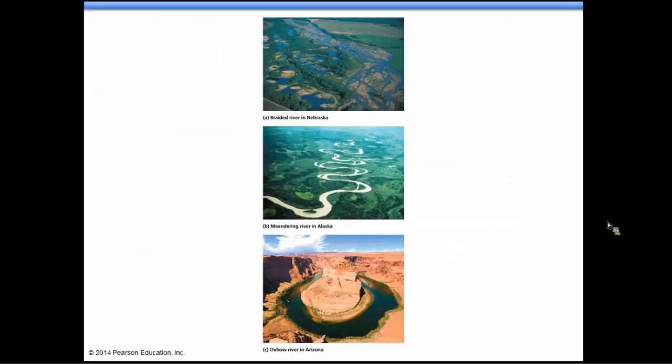Now here we have examples of all of them. We have the braided river in Nebraska. It's a lot of little rivers all together. A meandering river in Alaska is pretty lazy looking. I guess that's why they call it meandering. And then we have an oxbow river in Arizona.